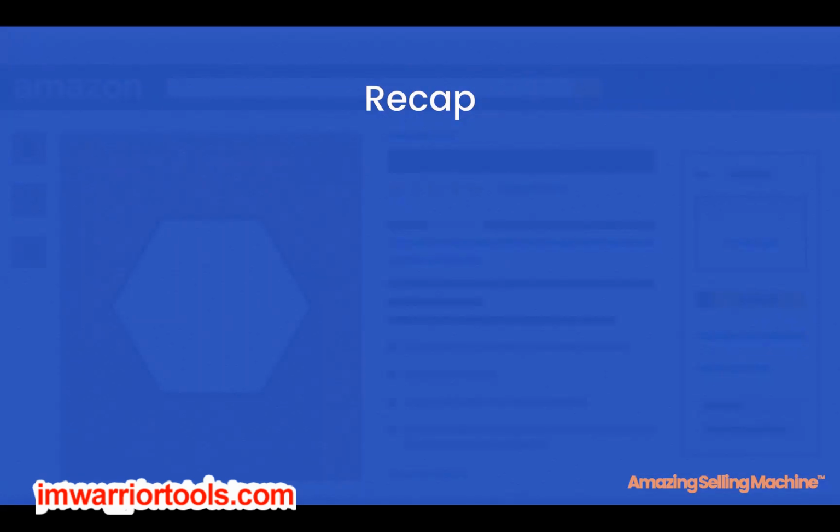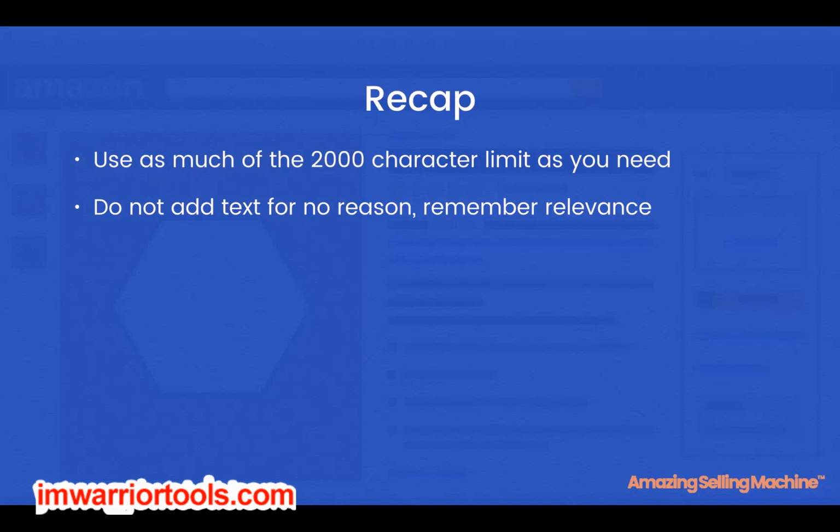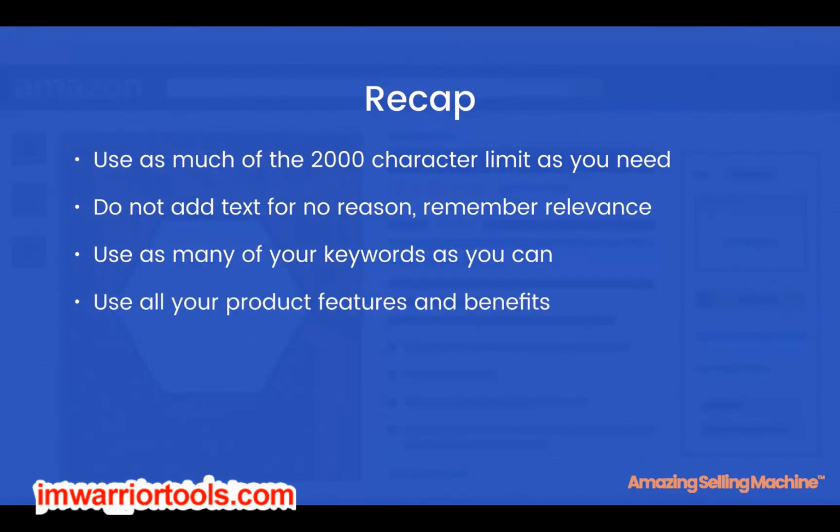So as a quick recap, use as much of the 2000 character limit as you need. Do not add text for no reason. Remember, relevance. Use as many of your keywords as you can without stuffing the description. Use all your product features and benefits if possible. And remember to remove risk. Tell them about the money back guarantee and a warranty if you have one. And when you do that, add a call to action. Even if it's just to put at the bottom of the description, add to cart to grab your amazing mini bike pump or whatever it might be.